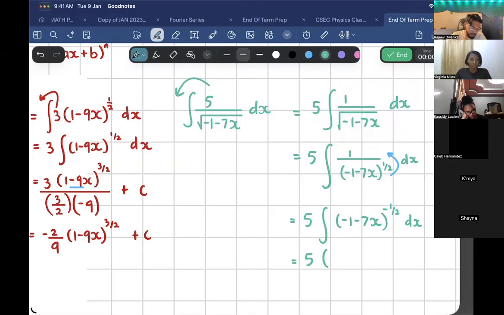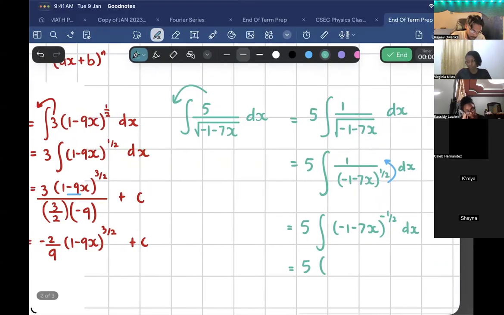Let's do the integration business like normal. Tell me what to do. Bracket -1 minus 7x bracket, to the power of negative a half plus 1.